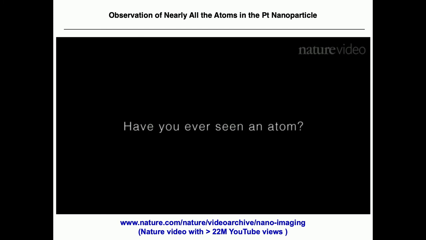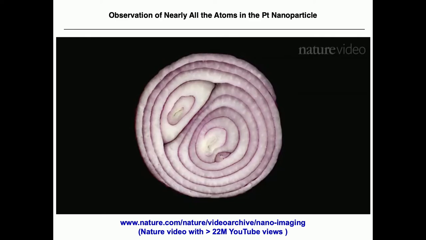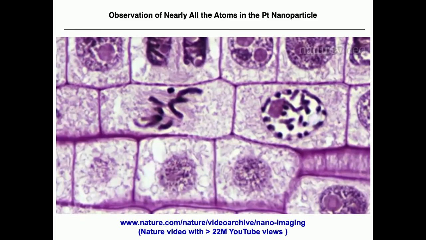Seeing as everything's made of them, you have. But have you ever seen one on its own? Over time, microscopes have become more and more powerful, allowing us to see deeper into the world of the ultra-small. Traditional light microscopes can be used to see things like these onion cells and the structures within them as they divide, pulling apart their chromosomes.